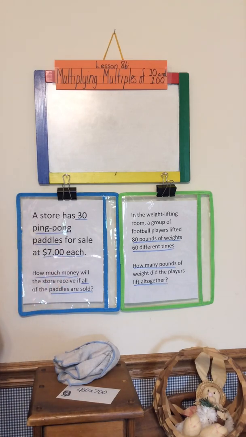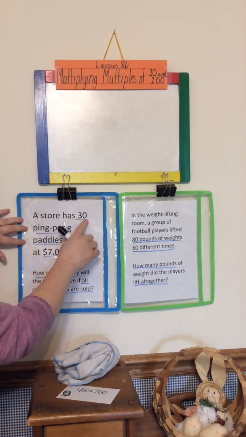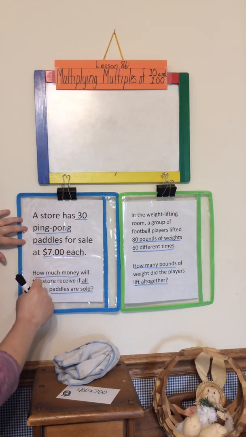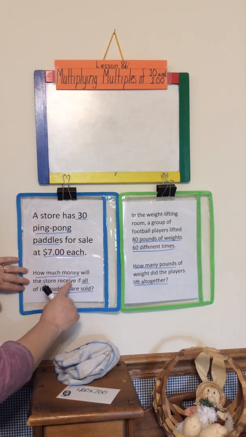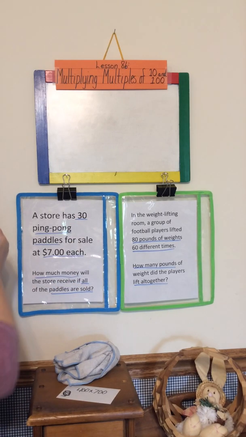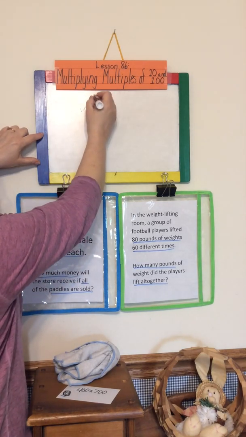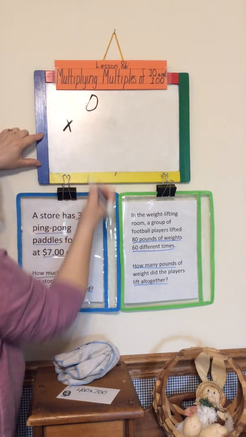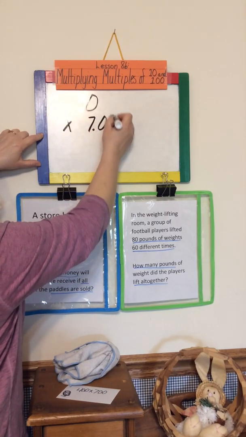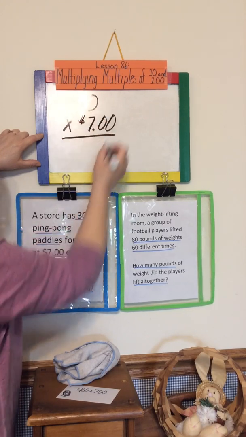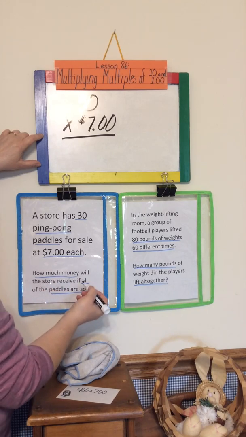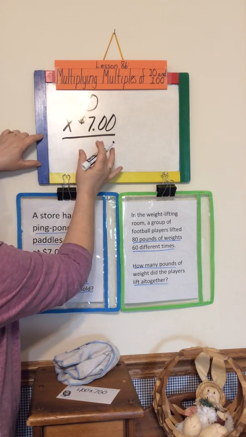So for our first word problem, we have a store has 30 ping pong paddles for sale at $7 each. How much money will the store receive if all of the paddles are sold? So all of them is 30, and we multiply times how much each? $7. So we want to know how much money will the store receive if they all sell. So obviously we're going to have money, right?